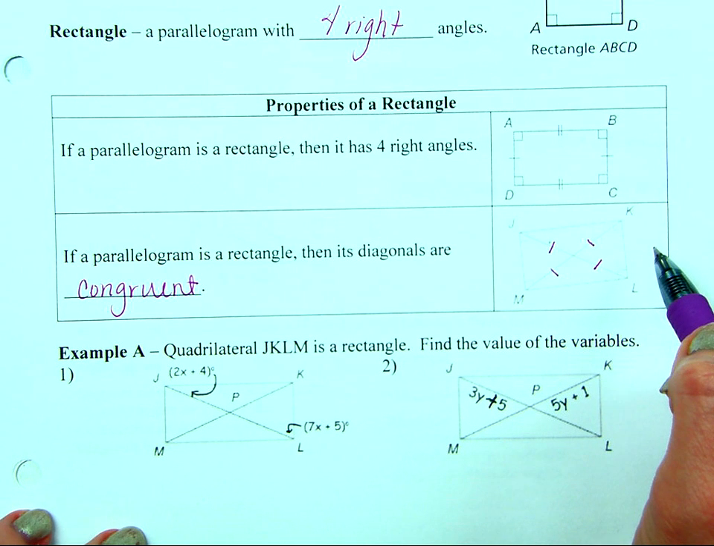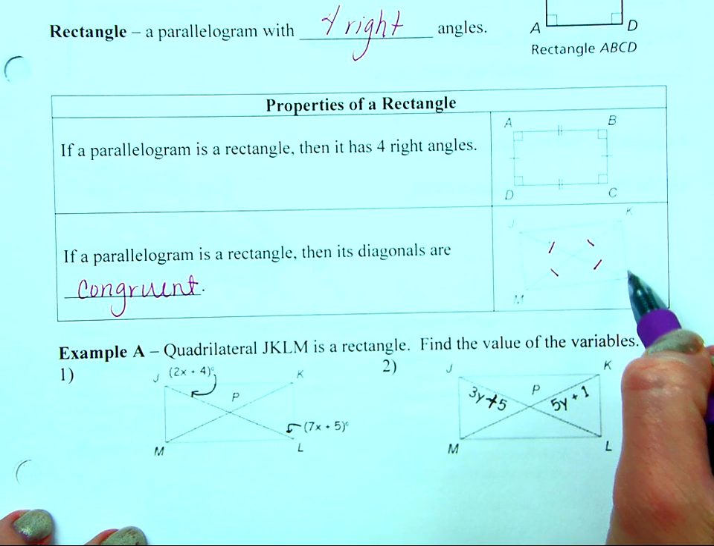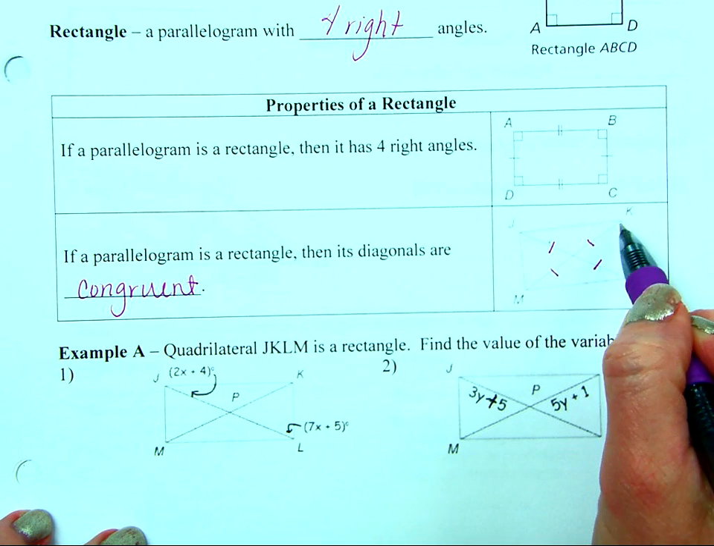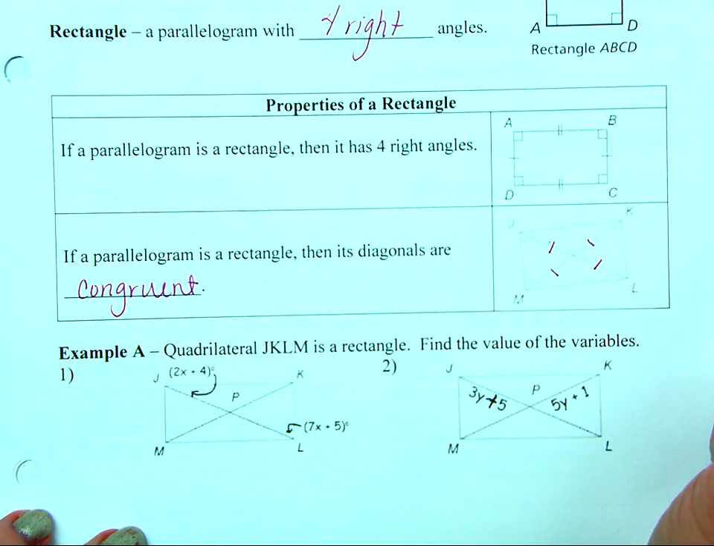Also, because I have a rectangle, when I put in one diagonal, I end up having a right triangle. And sometimes, when finding missing side length measures, we're going to end up using the Pythagorean theorem.